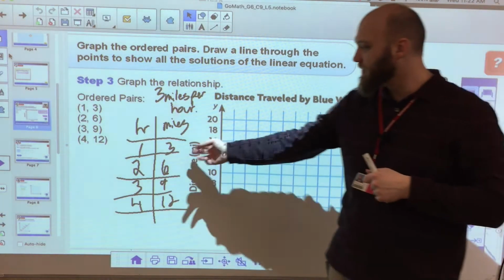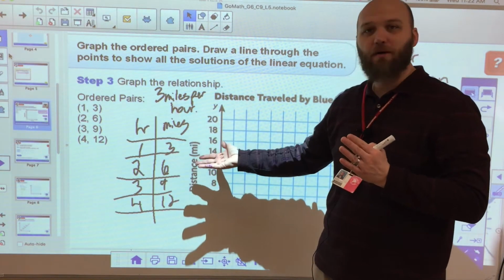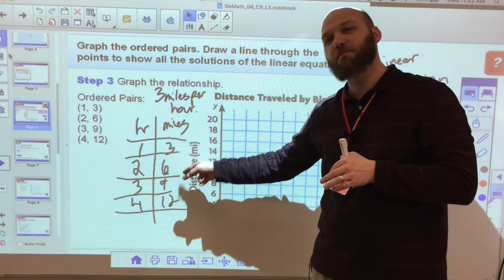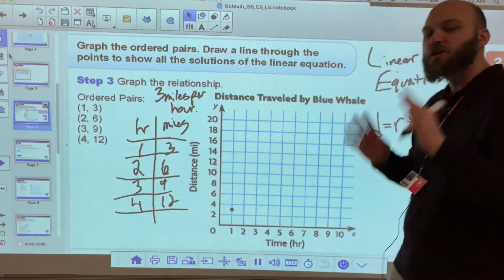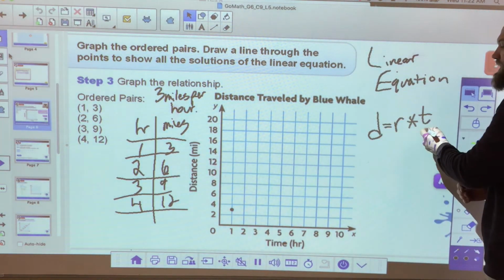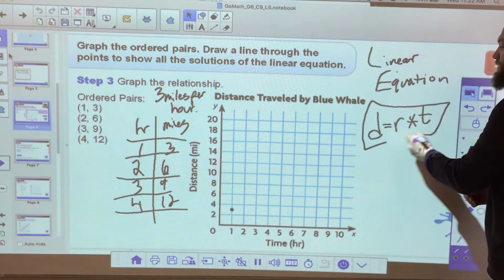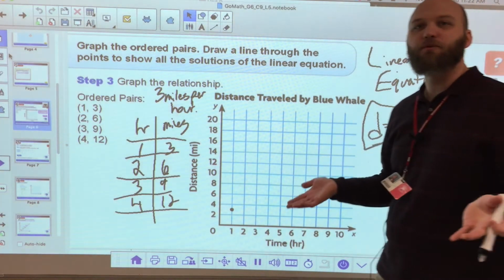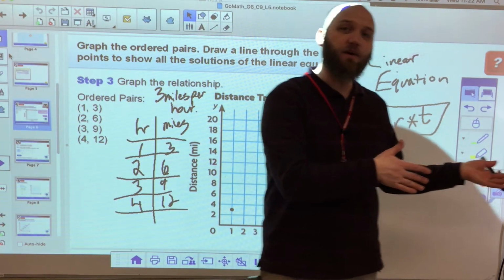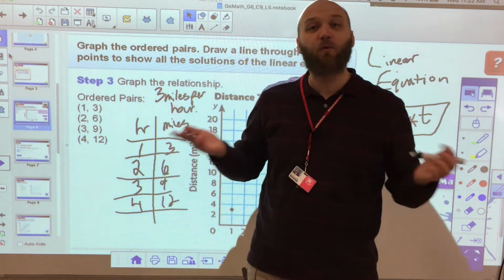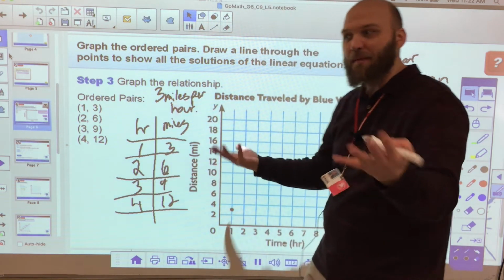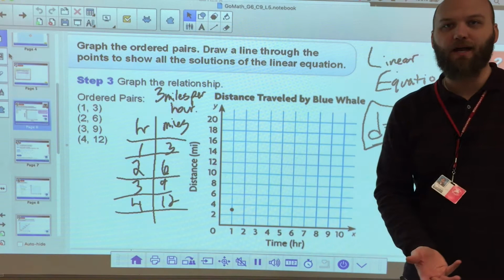So in this case, 3 miles times 1 is 3 miles. 3 miles times 2 equals 6 miles. 3 miles times 3 equals 9 miles. So this should give me a nice straight linear equation. It's just an equation that's going to produce a line. If you looked at the last video we did, almost everything that we talked about was a linear equation. And that makes sense. We just hadn't named it that yet, right?